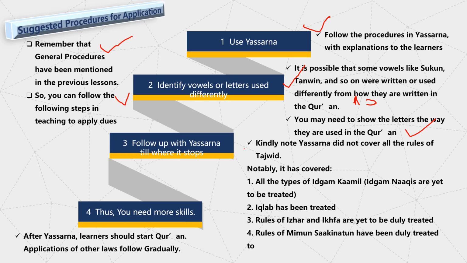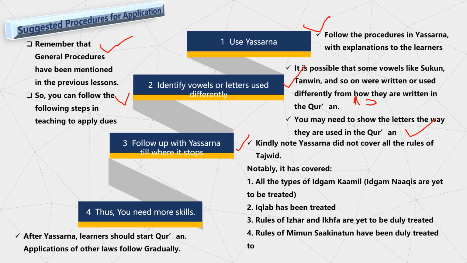Then the next thing, number 3, I'm here on number 3, is a follow up with Yasarino till where it stops. So you use Yasarino for your learner, and continue using it with other materials till where it stops. Then kindly note that Yasarino did not cover all the rules of Tajweed. So this is where I'm coming in now: Yasarino did not teach all the rules of Tajweed.